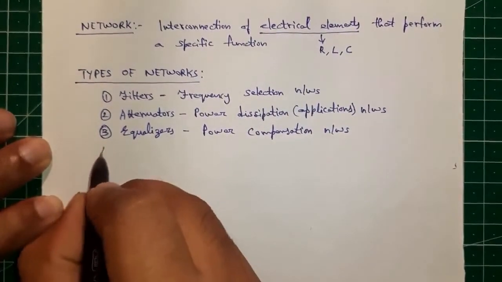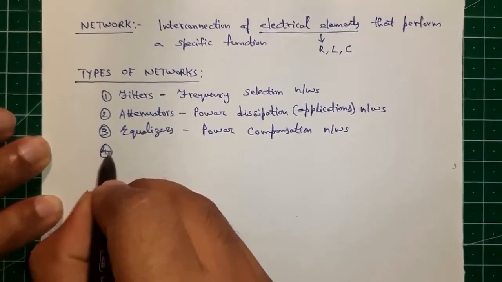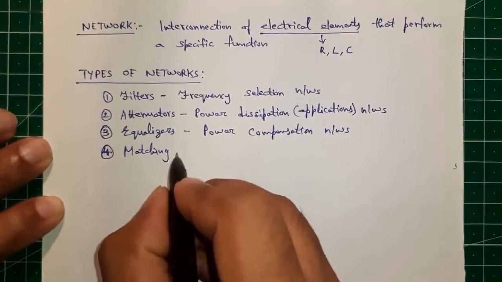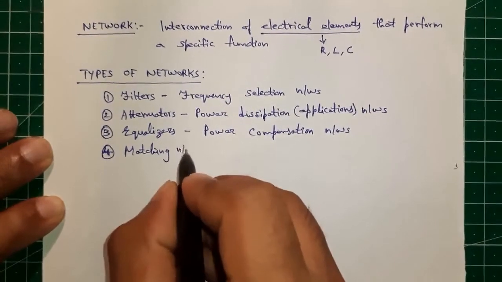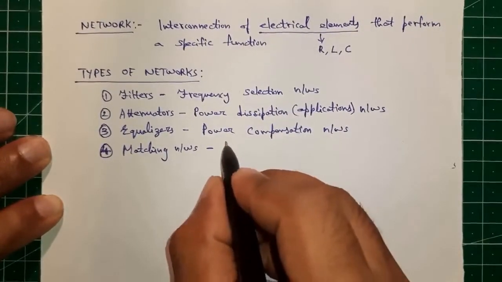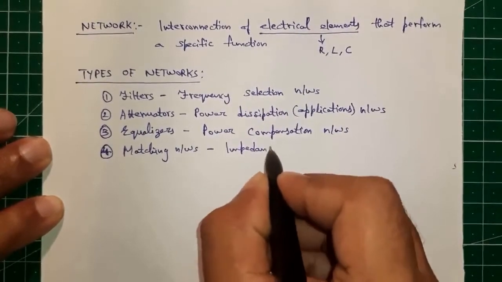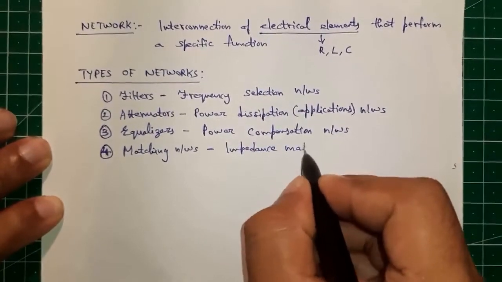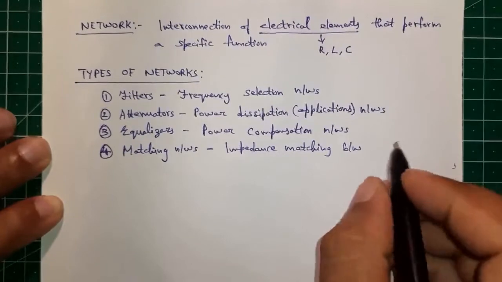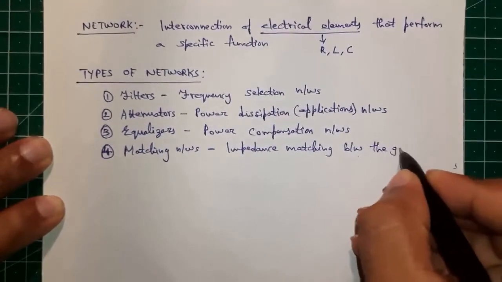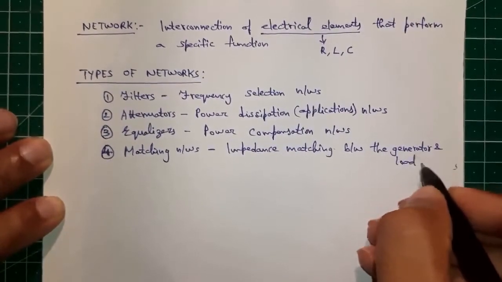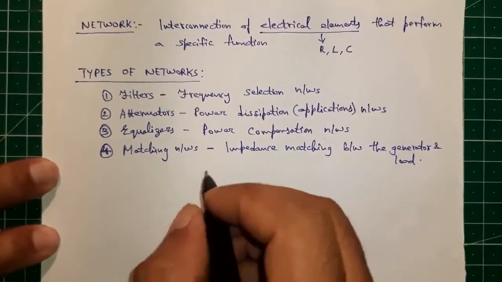Okay. The fourth type are matching networks. They are basically used for impedance matching between the generator and load. So why do we need impedance matching?